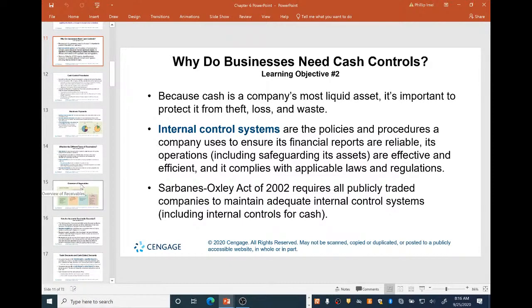Okay, so why do businesses need cash controls? Why would you think a business would need controls in place to safeguard cash?